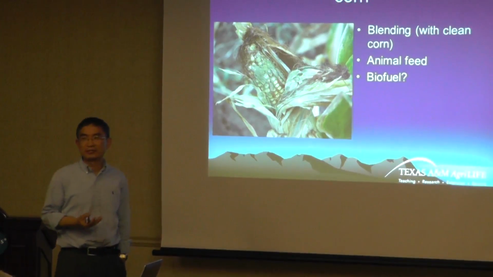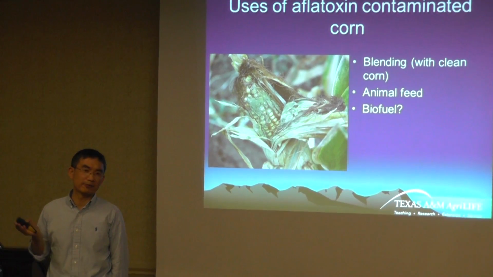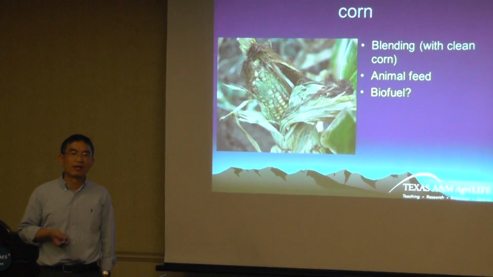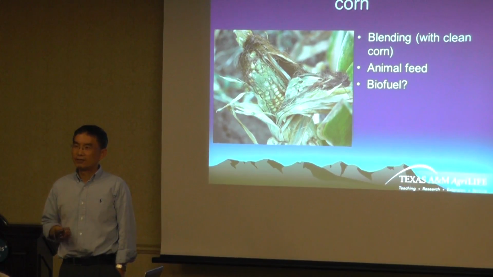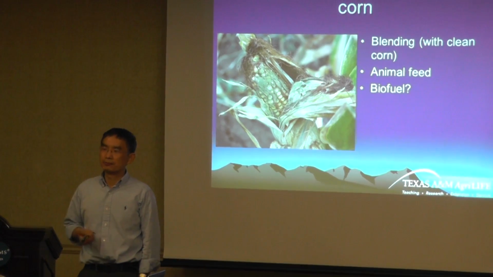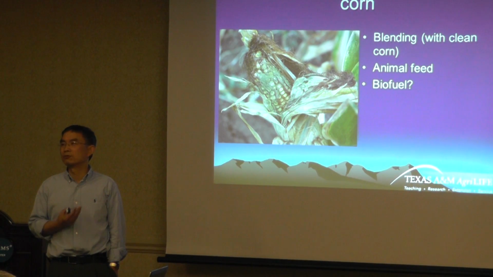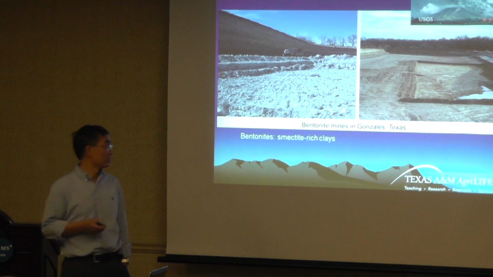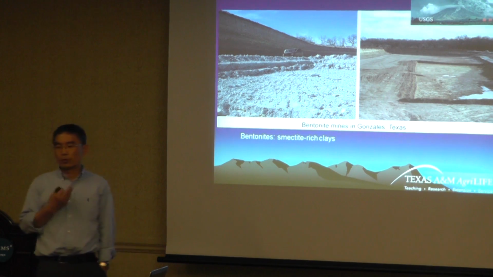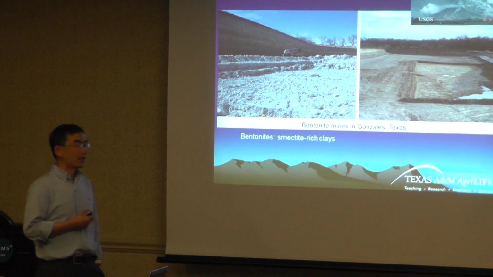Another way, if people don't eat it, is to direct the contaminated corn to animal feed for animals to eat. And some people have this idea: if people can't eat it, and animals don't eat it, can we use it for biofuel production? In all of these procedures, I think the best approach is to remove aflatoxin from the system, so we can reduce the toxicity of aflatoxin to animals and humans. The approach we are doing is to use clay. It's called bentonite clay. Bentonite clay is a natural product.